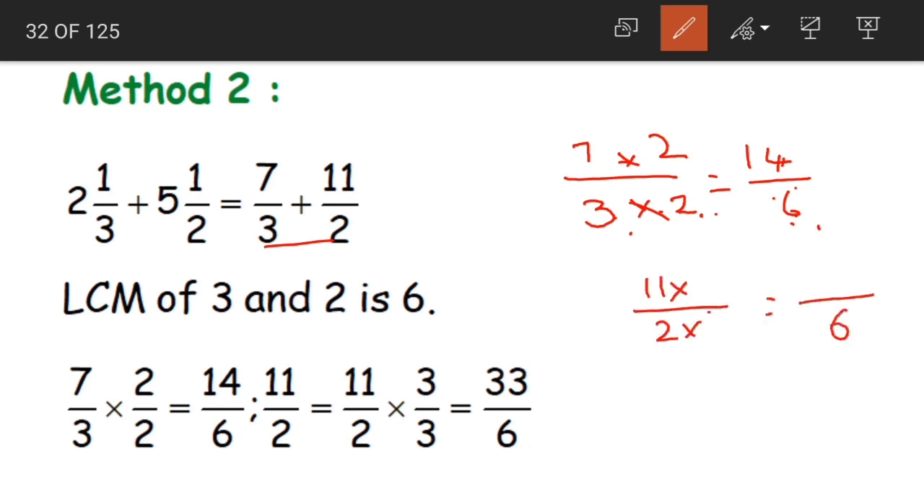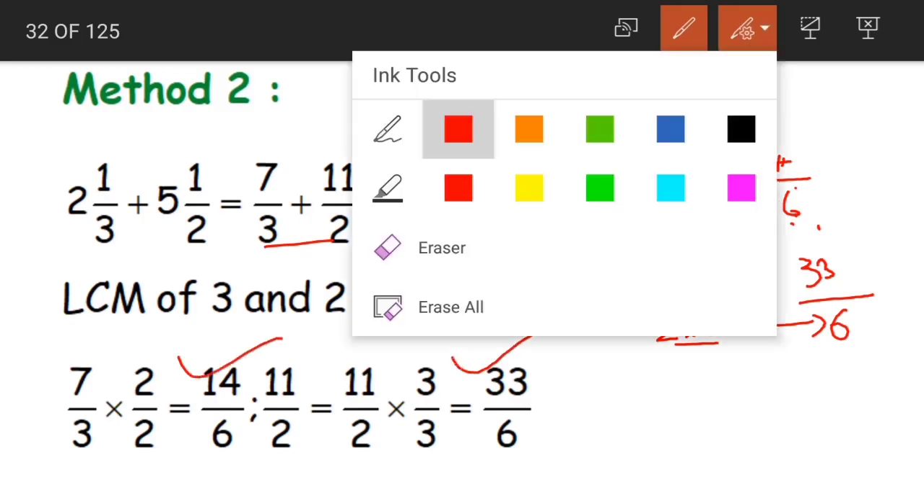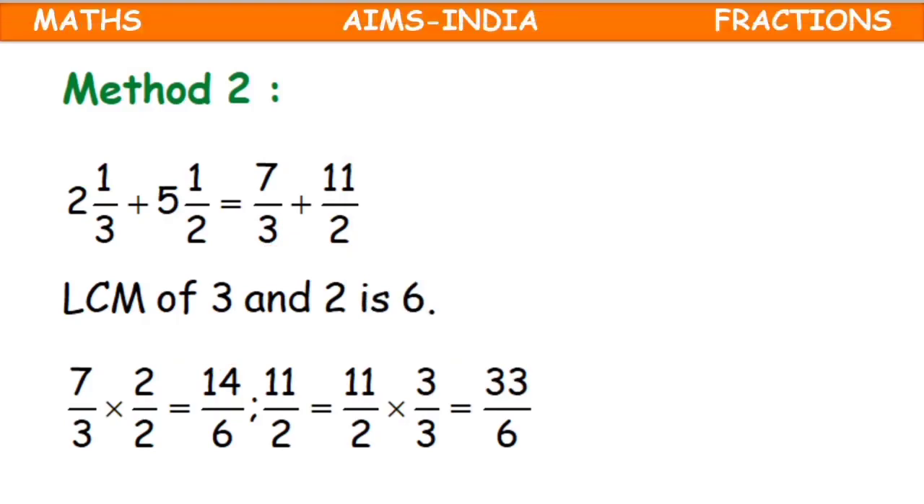The denominator should be 6. Yes, children. Now again, how will we get 6? 2 into 3 is equal to 6. Again 11, multiply the numerator with 3 as well. 11 3s are 33. 2 3s are 6. Now our resultant like fractions are 14 by 6 and 33 by 6.